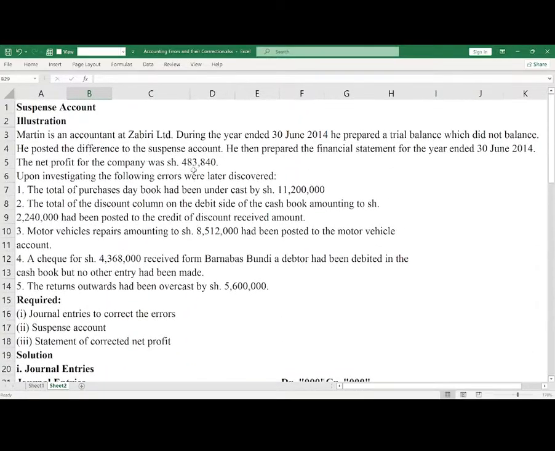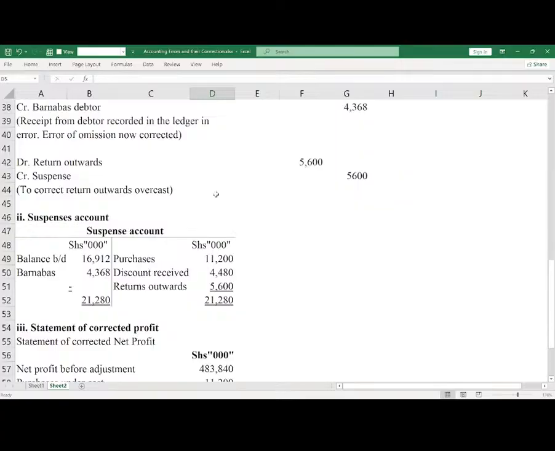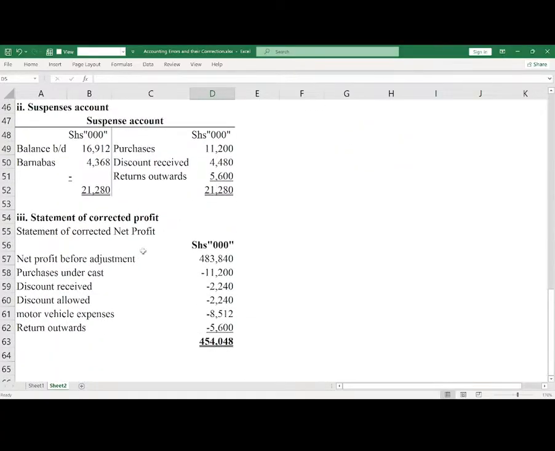This one, the net profit for the company was 483,840. So that will be our net profit before any adjustment. So we have to include it there at the top. Then from there, we have to indicate all these overcasts, undercasts, anything that we have changed in our suspense account. So we start with this: we have to subtract the purchases which were undercast. They were for 11,200. We subtract that.